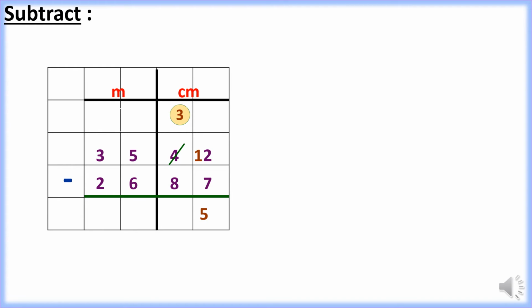We cannot subtract 8 from 3. So, we have to borrow. We will cancel 5 and we will write 4 over there. And this 3 will become 13. Now, what is 13 minus 8? 13 minus 8 is 5.